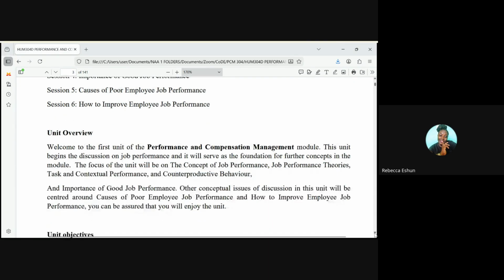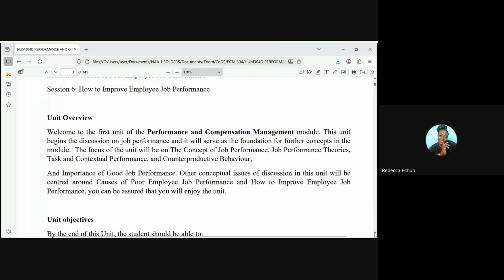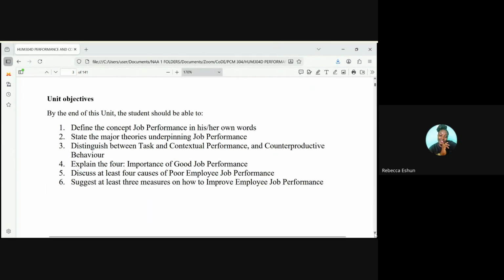Unit objectives. By the end of this unit, the student should be able to: one, define the concept of job performance in his or her own words. Two, state the major theories underpinning job performance. Hello, madam, can you hear me? Yeah, I can hear you now.